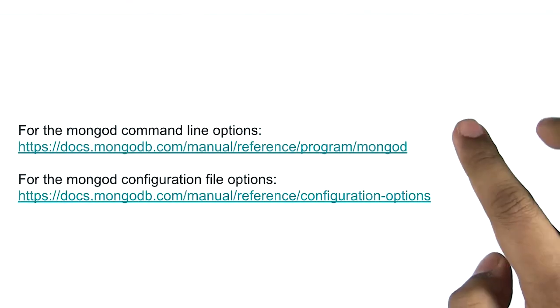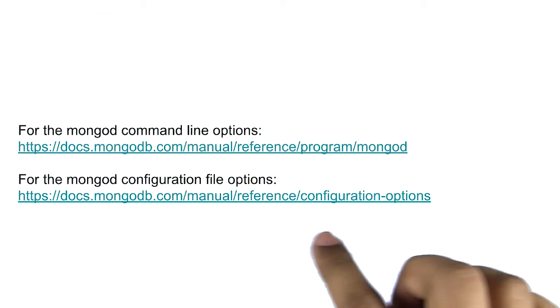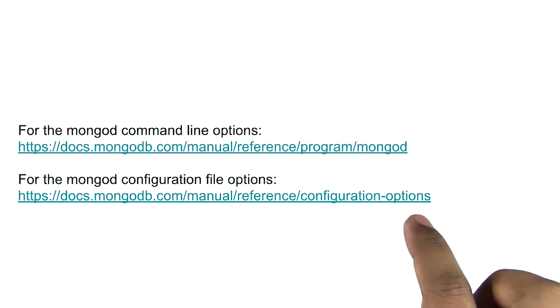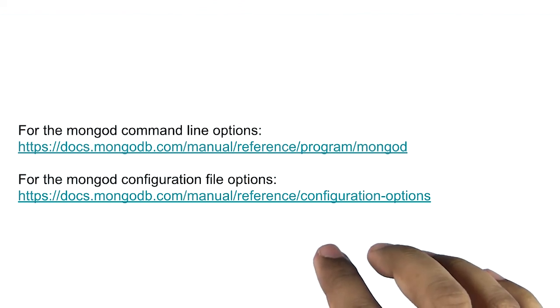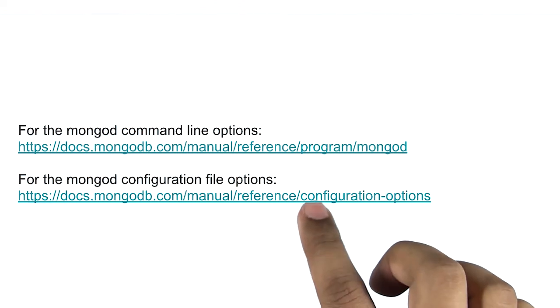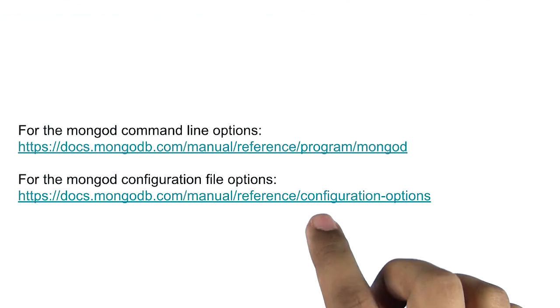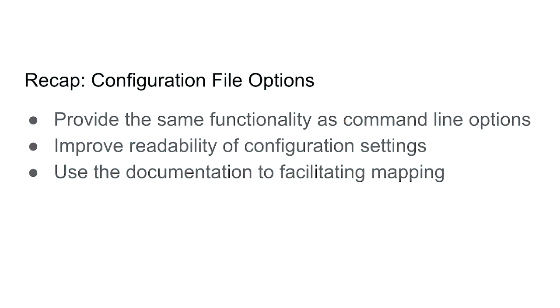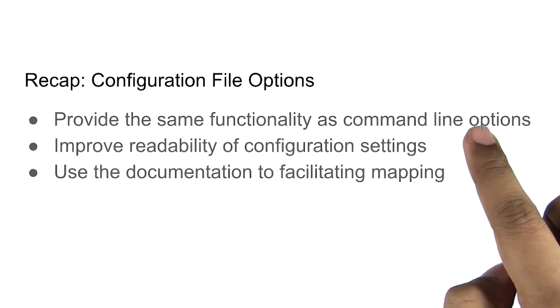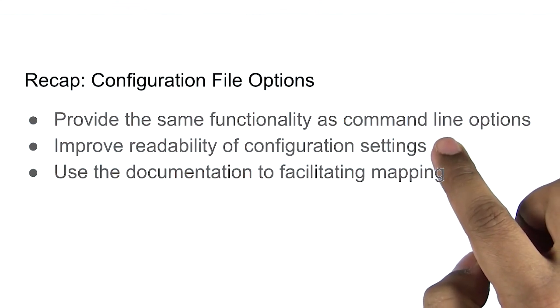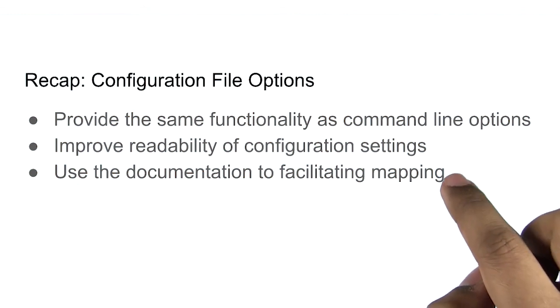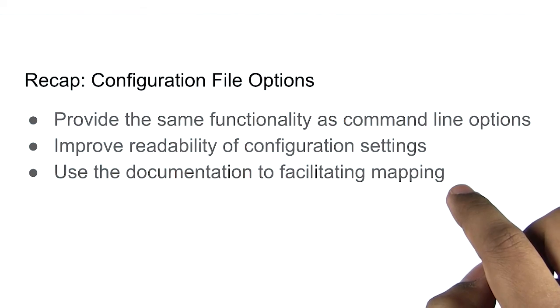You can find the complete list of configuration file options and how to use them on our online documentation. The documentation also includes structural examples as well as a description of how the options work and what the expected values are. To recap, configuration file options provide the same functionality as our command line options. They improve the readability of our configuration settings, and you can use the documentation to facilitate mapping a command line option to a configuration file option.